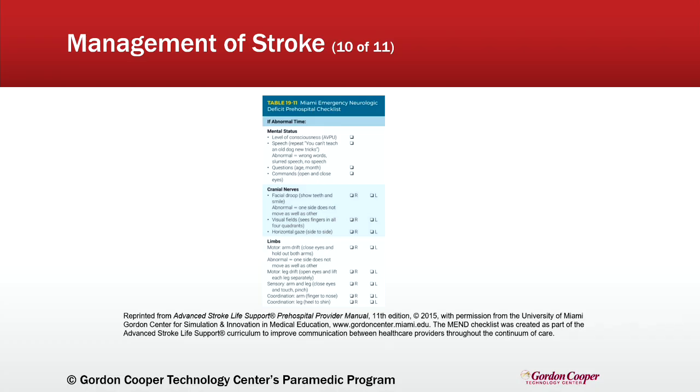There's another one called the Miami Emergency Neurologic Deficit Pre-Hospital Checklist. It's a mouthful. The checklist is designed to guide you through an evaluation by focusing on key neurological signs. It helps ensure you're covering all the aspects during your assessment, allowing for a more accurate and efficient diagnosis. Using this tool in the field can be a helpful way to make sure you don't miss any critical details when you're managing your stroke patient.